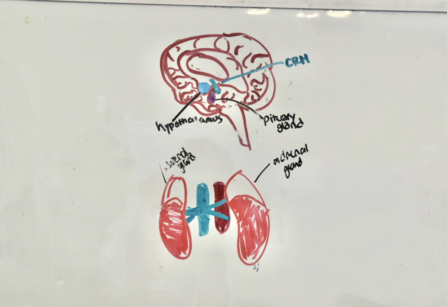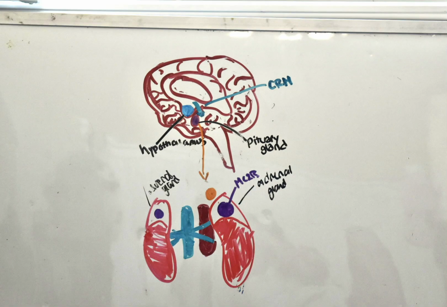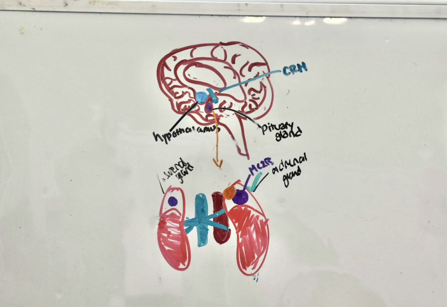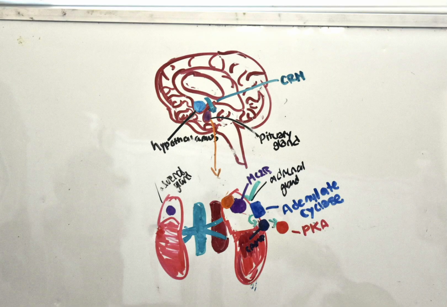When CRH is released, it causes the pituitary gland to release ACTH. Once ACTH is released from the pituitary gland, it travels down to the adrenal glands and binds to the G protein coupled receptor MC2R. When ACTH binds to MC2R, it activates an enzyme called adenylate cyclase. This enzyme converts ATP into cAMP, which is a secondary messenger.